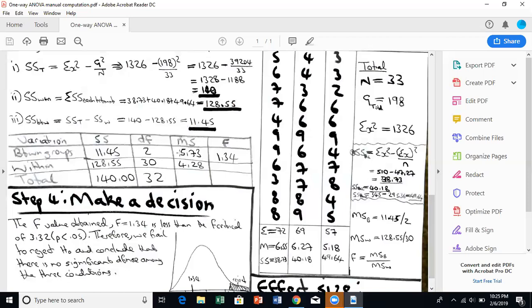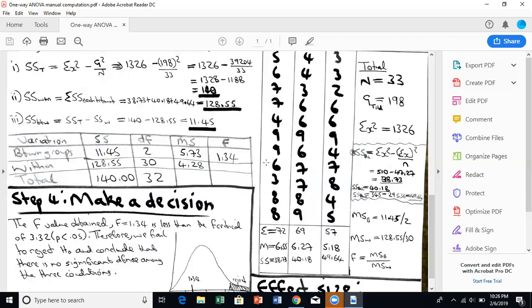And how do you get this 5.73 now? It's 11.45 divided by 2. So that's how you get the MS. And then the MS within, you say 128.55 divided by 30. So you get 4.28. And then if you divide these two numbers, you get an F value of 1.34. So that's ANOVA. So how do you make a decision?